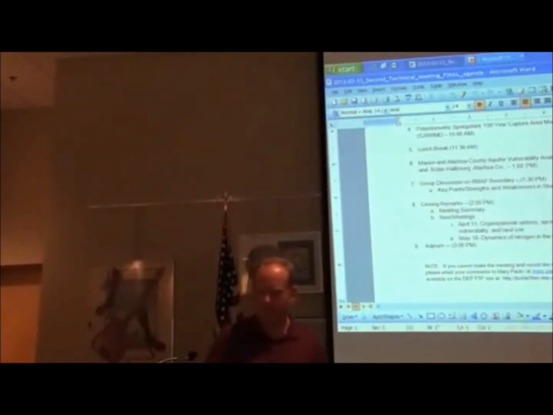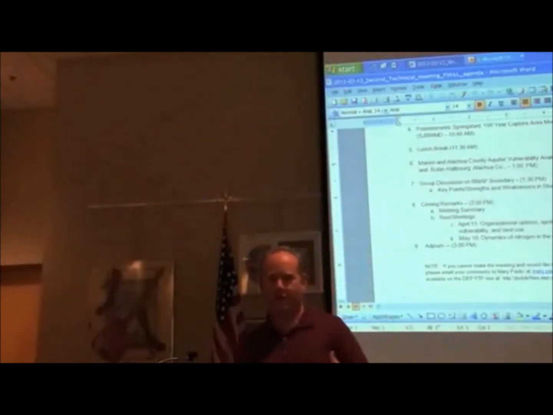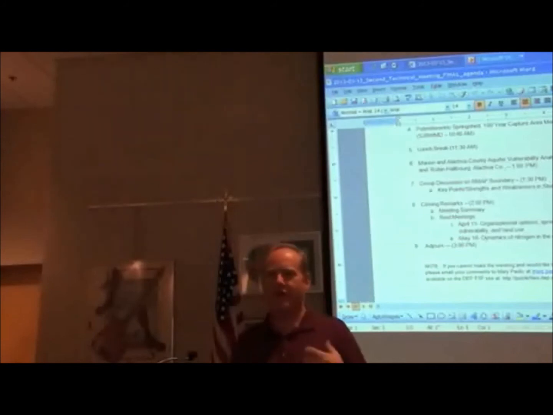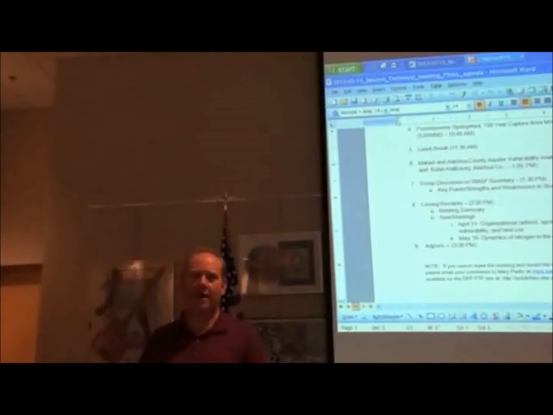And then in May, one of the things that we wanted to bring is the dynamics of nitrogen in the environment. That's another component of targeting efforts, and part of that is understanding how the different forms of nitrogen behave once they enter the soil column, and how some forms of nitrogen, while they're not nitrate at the ground surface, are nitrate by the time they reach the aquifer. So we are looking for somebody. Like I said, I had approached USGS about possibly doing that, although their travel is very limited at the moment. But we are looking for somebody who's going to do that presentation for us.